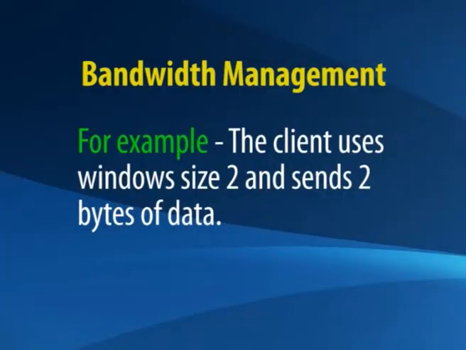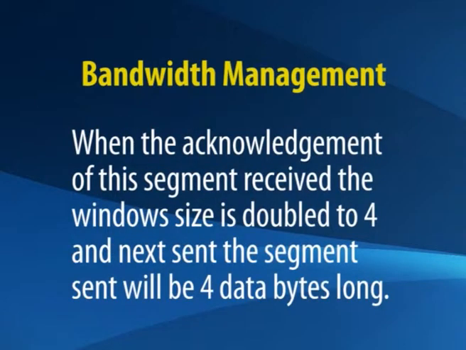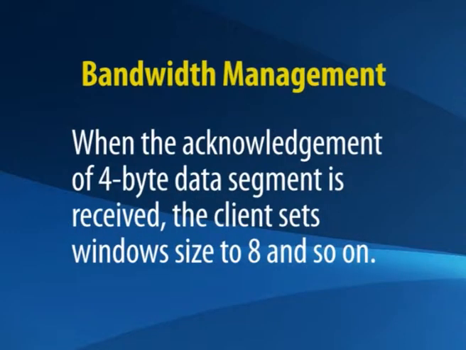TCP uses slow start phase by using window size 1 and increases the window size exponentially after each successful communication. For example, the client uses window size 2 and sends 2 bytes of data. When the acknowledgement of this segment is received, the window size is doubled to 4 and the next segment sent will be 4 data bytes long. When the acknowledgement of the 4 byte data segment is received, the client sets window size to 8 and so on. If an acknowledgement is missed, that is, data is lost in the transit network or it received NACK, then the window size is reduced to half and slow start phase starts again.